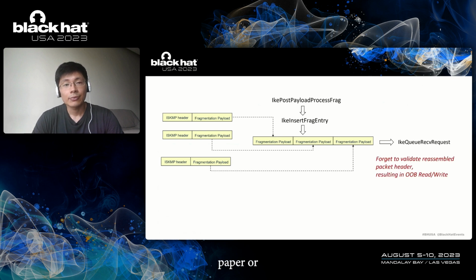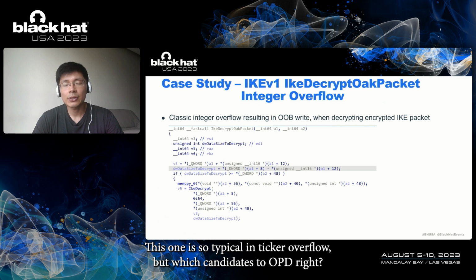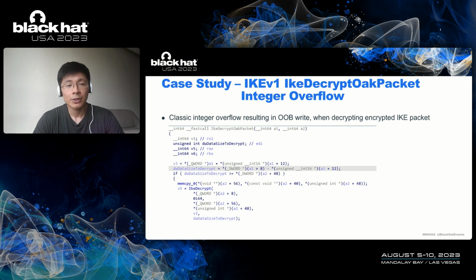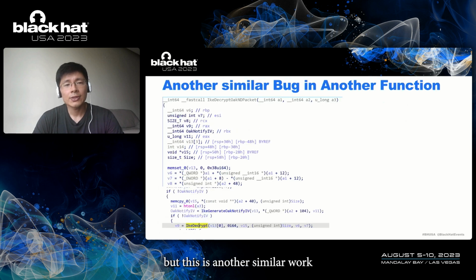Okay, next, this one is a typical integer overflow bug, which can lead to OOB write. It occurs when the server tries to decrypt an encrypted IKE packet. When computing the size to decrypt, there is an integer overflow here. This is another similar bug, like the previous one. It's also an integer overflow bug, which can lead to OOB write. It also occurs when the server tries to decrypt an IKE packet.